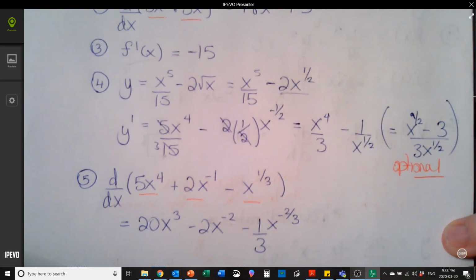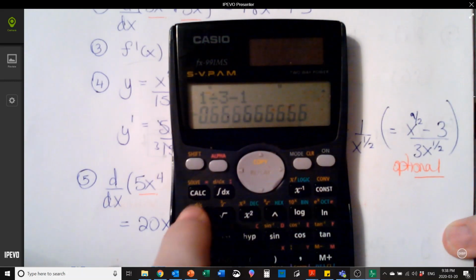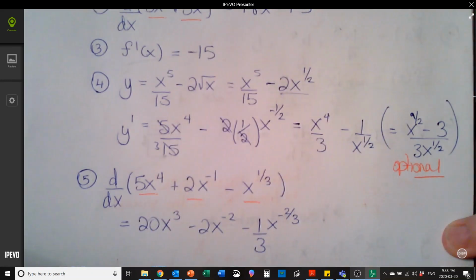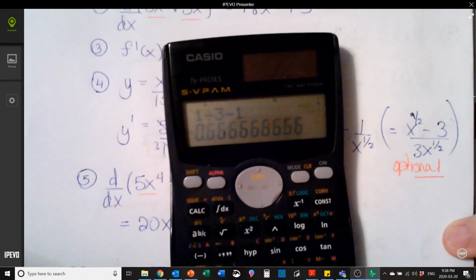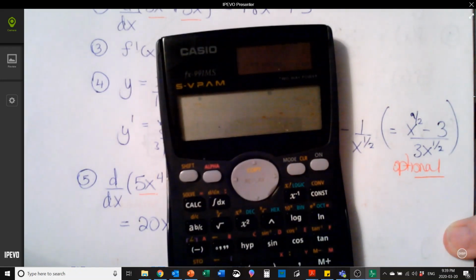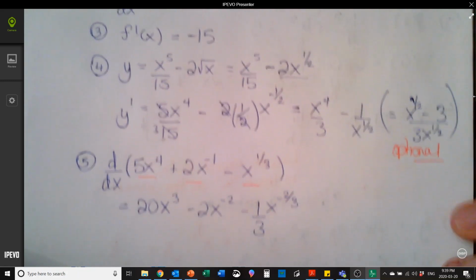Okay, again, if you feel at all uncomfortable with your fractions, remember, you can absolutely use a calculator. So 1/3 minus 1 is negative 2/3. Okay. So again, there's no reason to worry too much about your fractions. I would love it if you could do them by hand, but if you can't, when in doubt, use a calculator. Okay. All calculators have the ability to make fractions. All scientific calculators, anyway.